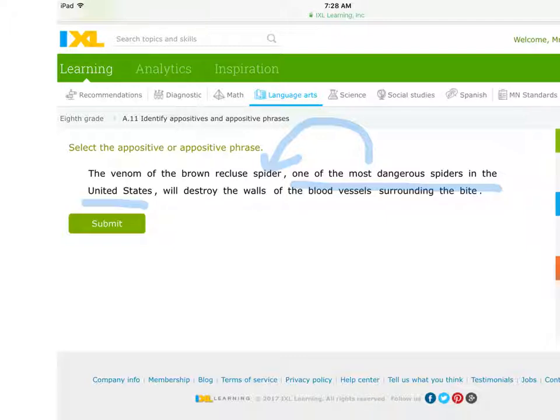This one's nice to spot because my voice dropped. Do you hear that? Because appositives, the non-essential ones, are types of interrupters and your voice drops when you say it. The venom of the brown recluse spider, one of the most dangerous spiders in the United States, will destroy, etc. So you can watch for that, but it only works for the non-essential ones.